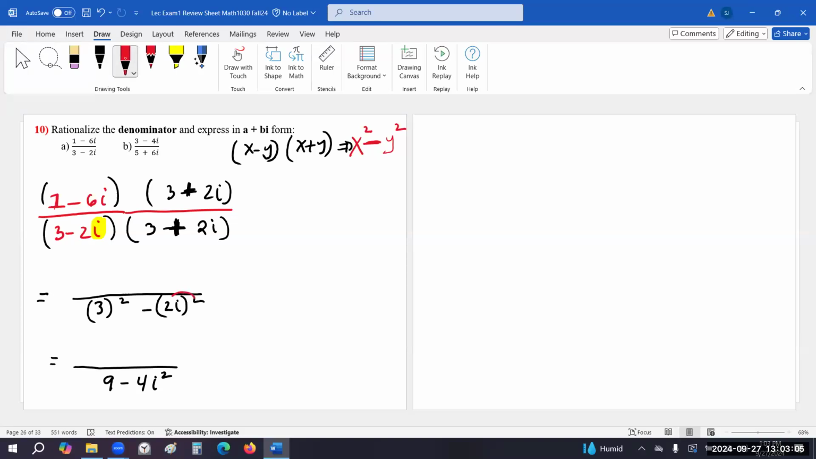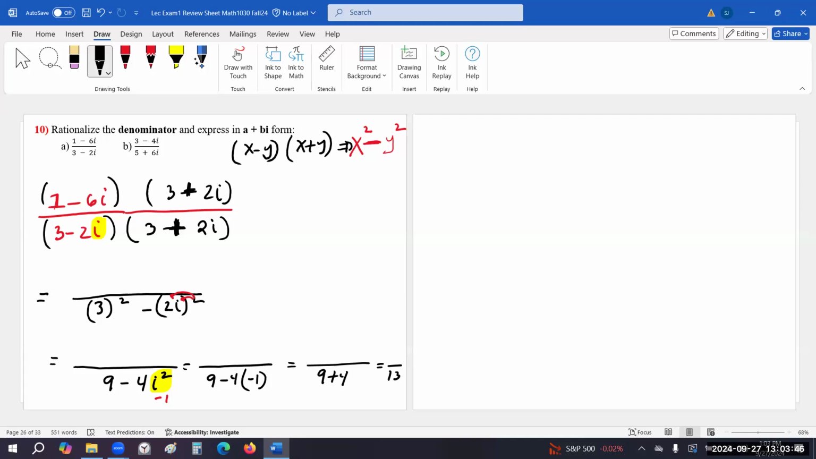It's 4i squared because you have to distribute the power on everything inside a parenthesis. But remember I said, anytime you see i squared, you cannot leave it alone. What is i squared? Negative 1. So we get 9 minus 4 times negative 1. That becomes what? Plus 4, which is 13, right? See, the denominator doesn't have any i at the end. So you're happy with the denominator.